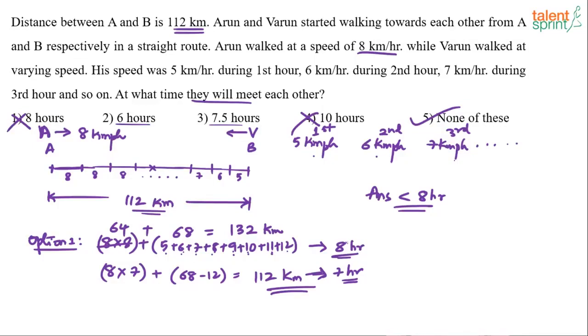Now you may say, why will you do for 7 hours? Because it's not given in the options. Yes, you may not do for 7 hours. Do it for 6 hours. Do it for 6 hours meaning what?